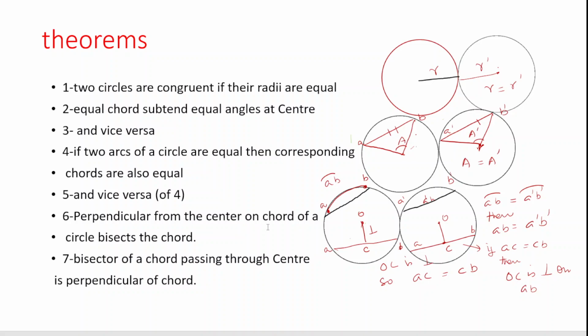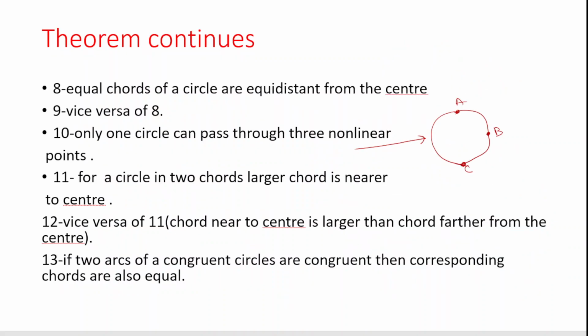Perpendicular from the center on a chord of a circle bisects the chord. If you drop a perpendicular from the center on a chord, it bisects the chord, and just reverse: the bisector of a chord is a perpendicular from the center. This is important, you must remember this. Now coming to the eighth theorem. Equal chords of a circle are equidistant from the center and vice versa. If the chords are at equal distance, then they are equal.